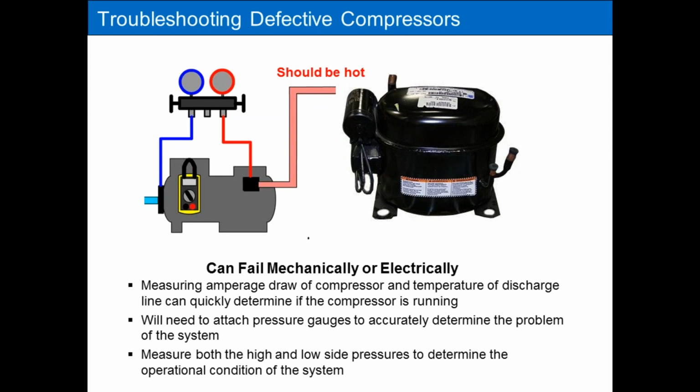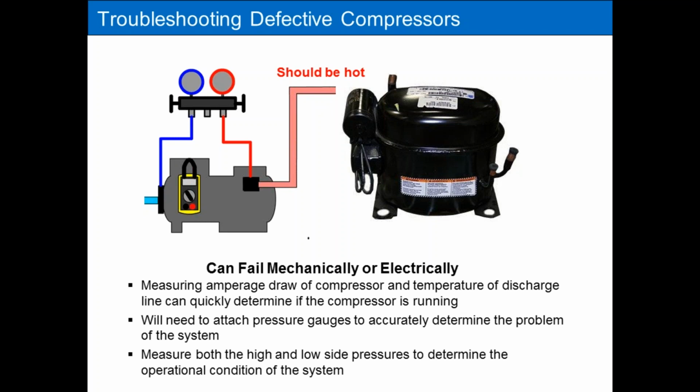So a good visual indication of whether it's electrically energized is measuring its amperage. And that's generally pretty easy to do. Generally you can clamp onto one of the leads and see if it's consuming current. If it's consuming current, it's running. I'm not promising it's running right, but it's running. And then the next test is to touch the discharge line.